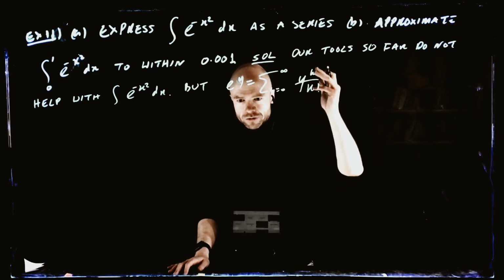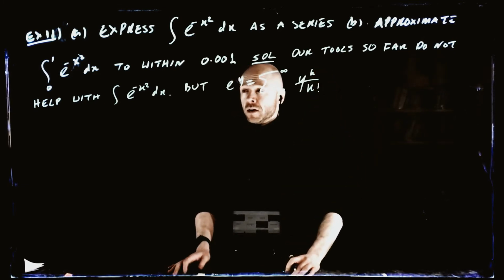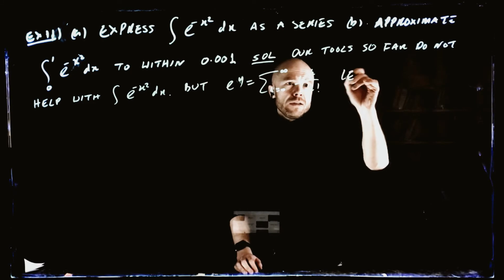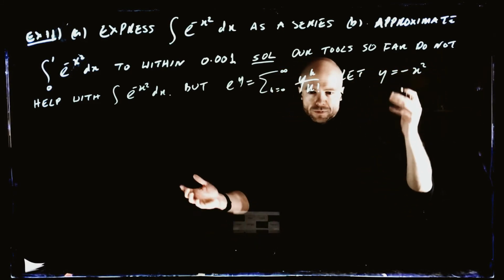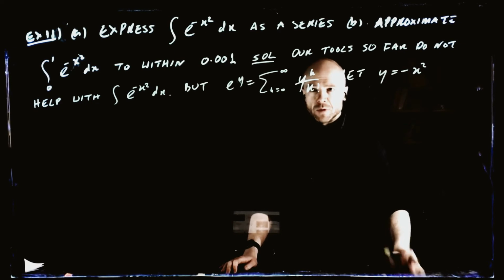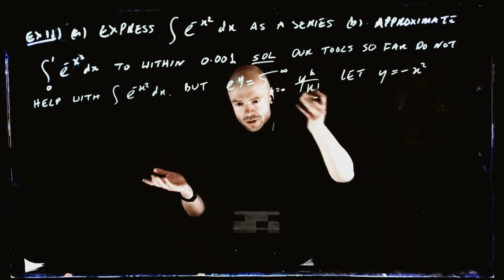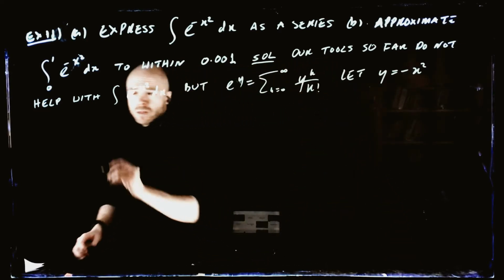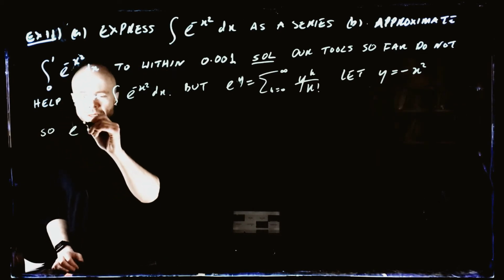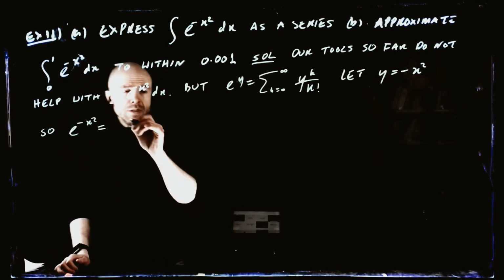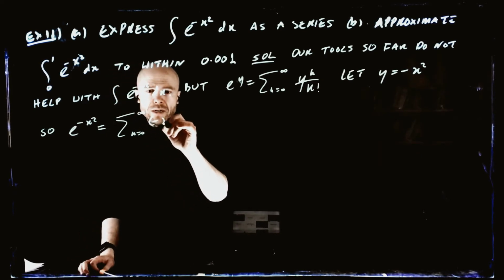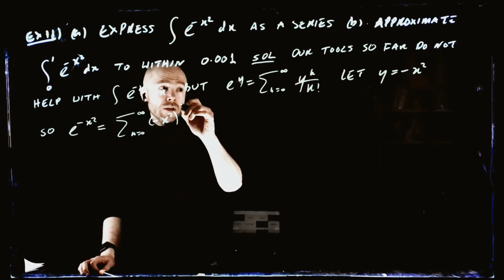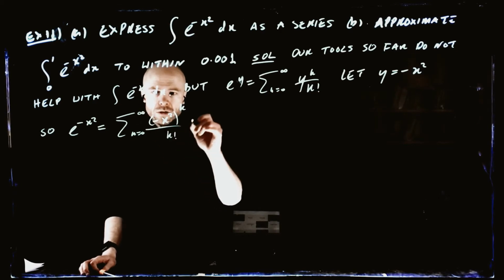This is true. This is what we've just shown. Yeah? So we could just let y be minus x squared, because minus x squared is just a number. We can just put it into this expression, because this expression is always true. So e to the minus x squared is equal to the sum from k equals 0 to infinity of minus x squared to the k over k factorial.